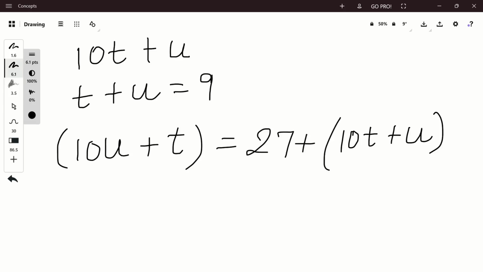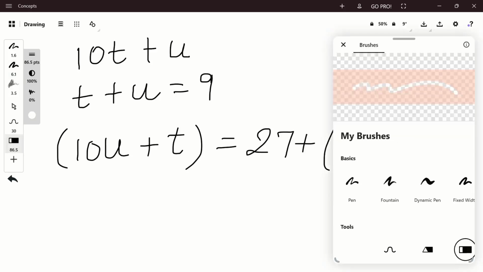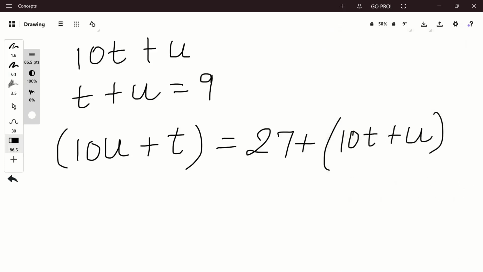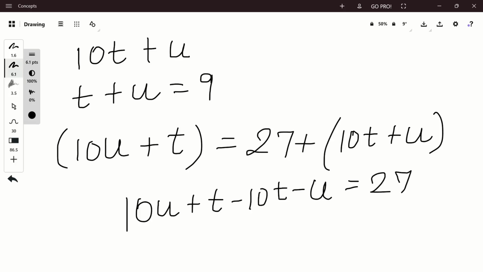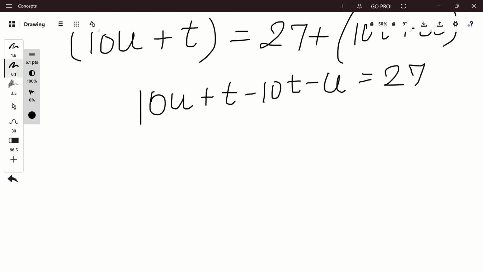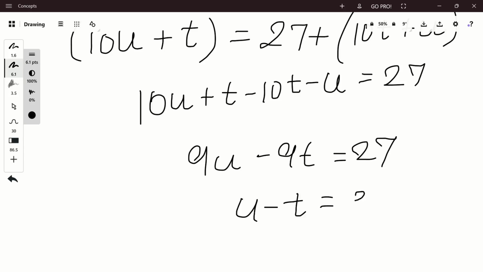Simplifying this equation, we have 10u plus t minus 10t minus u is equal to 27. That is 9u minus 9t is equal to 27. Dividing both sides by 9, we have u minus t is equal to 3.